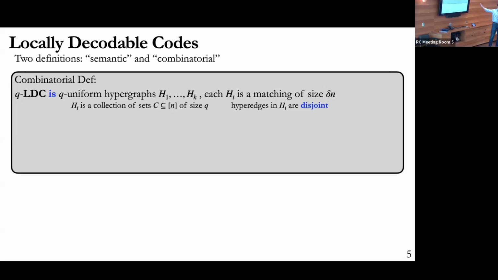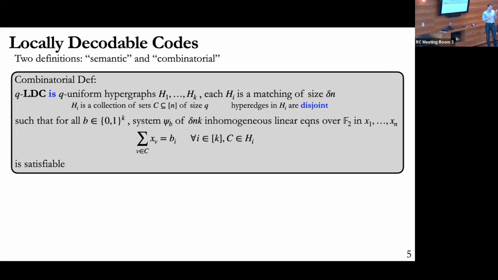Okay. So I give you these k hypergraph matchings. I mean, I can always come up with k hypergraph matchings, so they need to have some property. And the property is the following. I want to pick any b in {0,1}^k, any vector b, and I'm going to define for b a system of inhomogeneous linear equations via these matchings. The variables are x1 through xn, the field I'm working over is F2, and the equations look like this. For each hyperedge C that lies in the hypergraph H sub i, I have the equation sum over v in C of x_v is equal to b sub i.